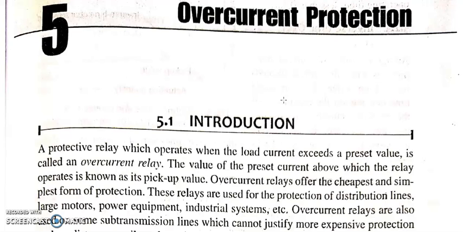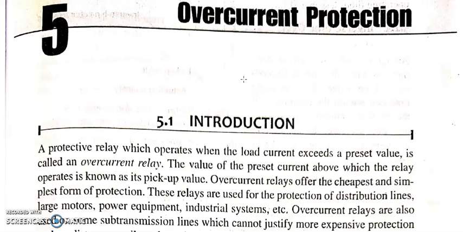The relay operates only when the current is above the preset value, so it is known as the pickup value. Pickup value is the value at which your relay starts to operate. It operates only when the current exceeds the preset value, hence the name pickup value.